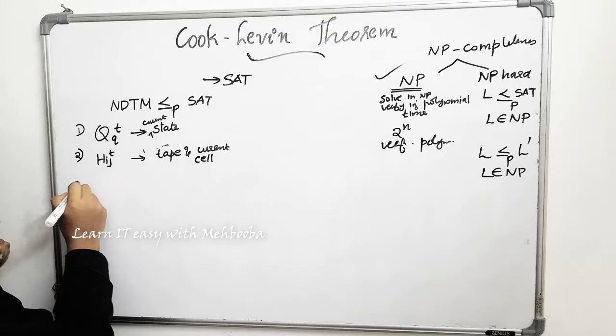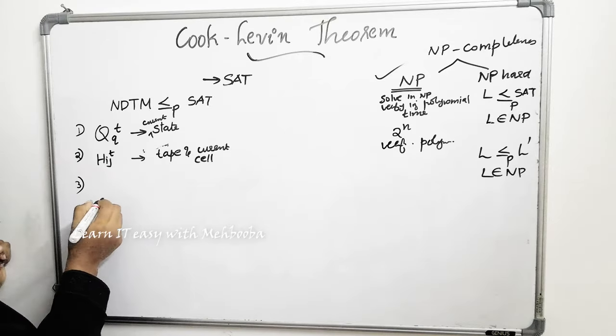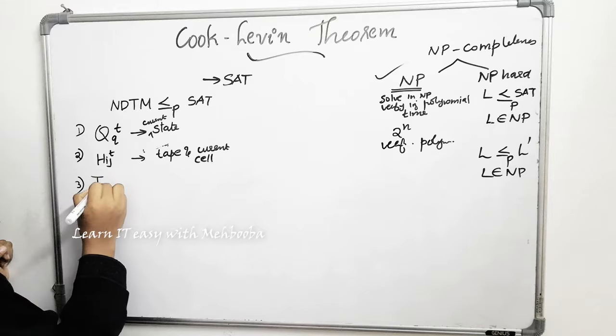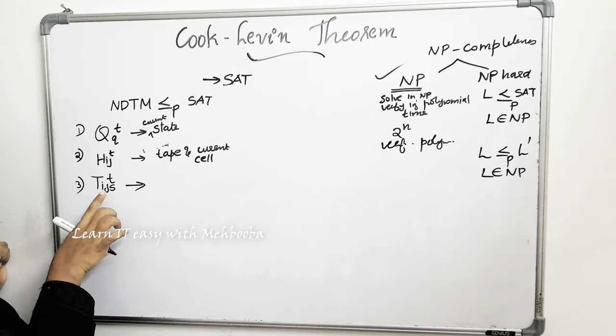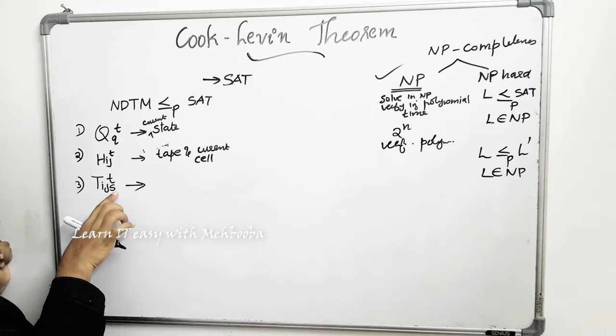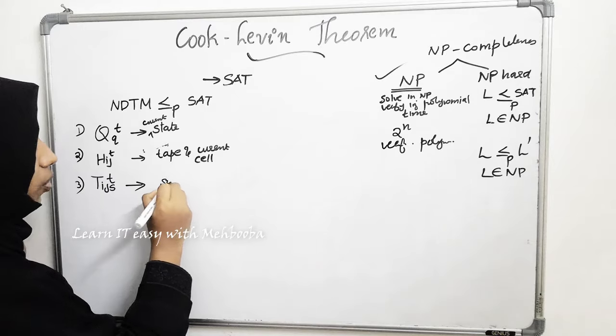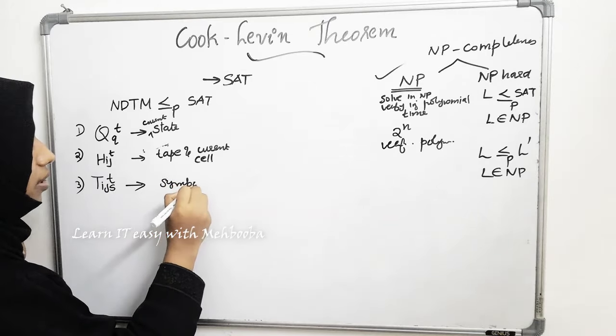Now the third variable that we are introducing is T_ijs^t. This says that the tape i in the cell j contains the symbol s. So this gives you information regarding the current symbol.